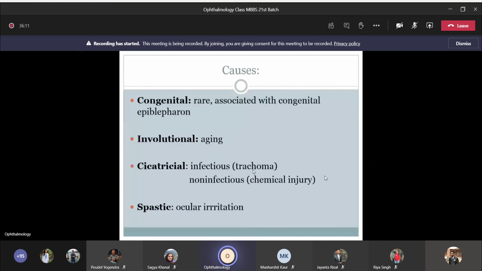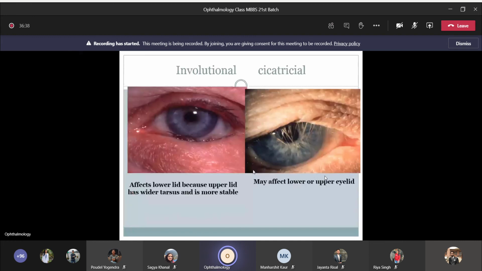Congenital entropion is rare and it's associated with congenital epiblepharon. And in acquired, involutional means due to aging, cicatricial may be due to infectious or non-infectious causes. Trachoma is the most common cause of cicatricial entropion, and a non-infectious chemical injury is the common cause of cicatricial entropion. And spastic is due to ocular irritation. So this is the picture of involutional entropion, and it mostly occurs in elderly people. It mostly affects lower lid because upper lid has wider tarsus and it's more stable than the lower. That's why it commonly occurs in the lower eyelid.